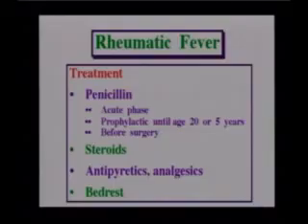Now, the treatment for someone with rheumatic fever usually involves penicillin during the acute phase, and traditionally for many years we did prophylactic penicillin until the child was 20 years old, or for 5 years, whichever was longer. And before surgery they would be getting penicillin. Some doctors are still doing this. Not everyone is still doing this prophylactic penicillin treatment.